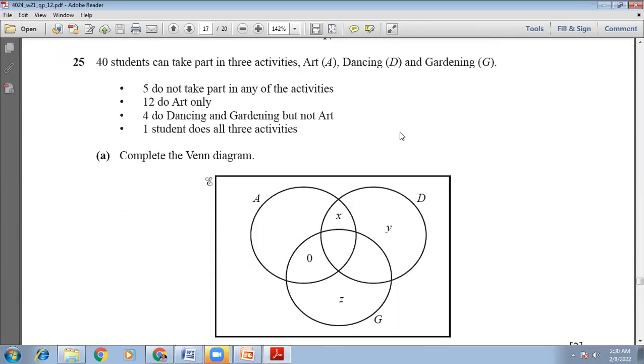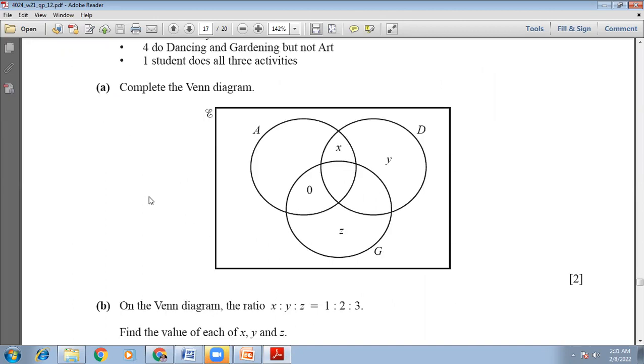It's question number 25. It says 40 students can take part in 3 activities: art, dancing, and gardening. 5 do not take part in any of the activities. 12 do art only. 4 do dancing and gardening, but not art. 1 student does all the 3 activities. Okay. So how do you complete the Venn diagram?